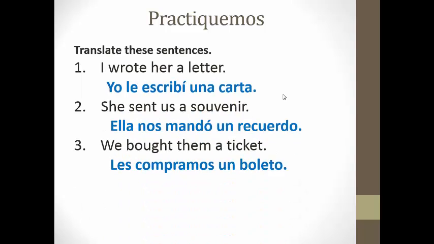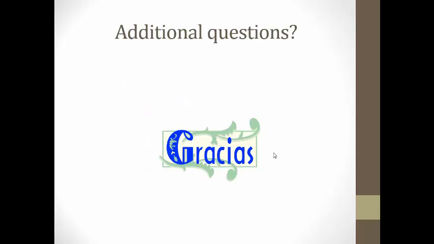Okay, let's review. Number 2, she sent us a souvenir. Ella nos mandó un recuerdo. You could have put a nosotros on the end if you wanted to clarify. Lastly, we bought them a ticket. Les compramos un boleto. You could have put a ellos on the end to clarify. I know this was a new and challenging concept, so please take a minute, write down a comment or a question that you have on indirect object nouns or indirect object pronouns. You may also see the notes provided on page 46 of your textbook.